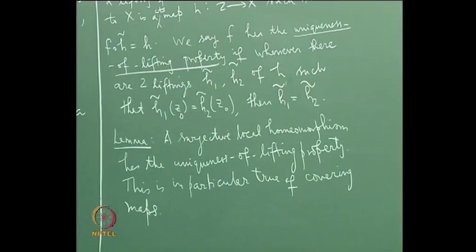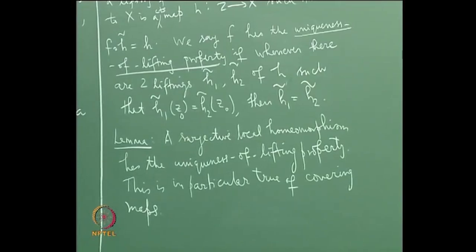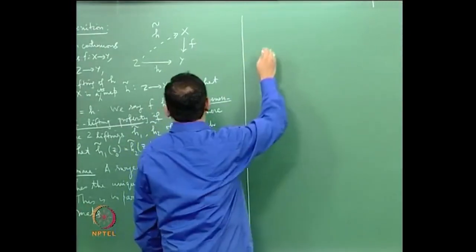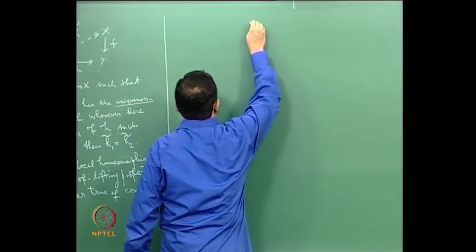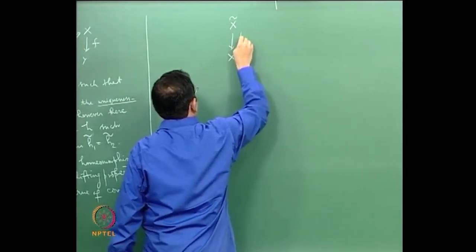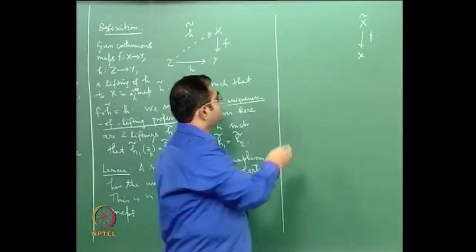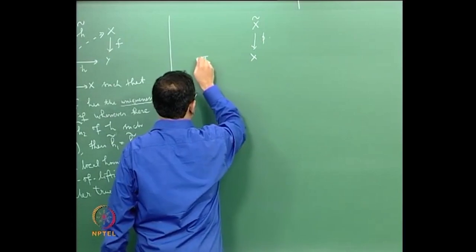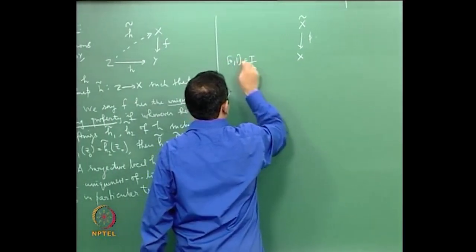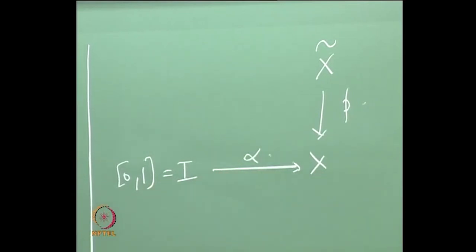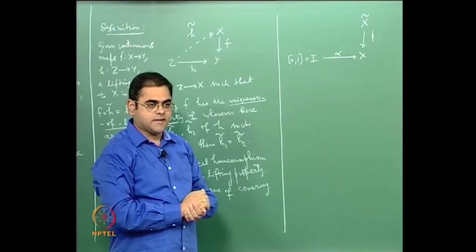I'll tell you why this is important. It's important for the following reason. So you see, suppose from x tilde to x, suppose I had a covering space, and suppose I take I to be the unit interval, and I take a map from I to x. The image of I is going to be a path in X.